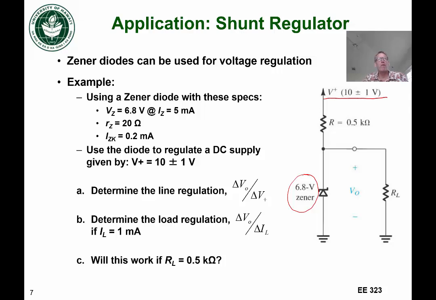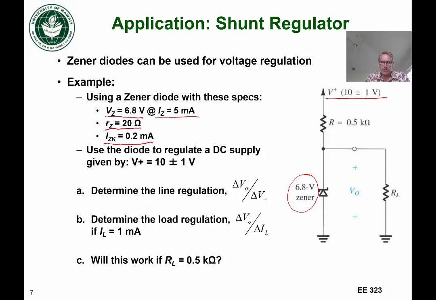So in this example, the value of the Zener diode is 6.8 volts, and that's at a current of 5 milliamps. And for this particular diode, we're going to assume that the incremental resistance, which models this as a linear circuit, is 20 ohms. And the knee current, the current associated with the knee voltage, is 0.2 milliamps.